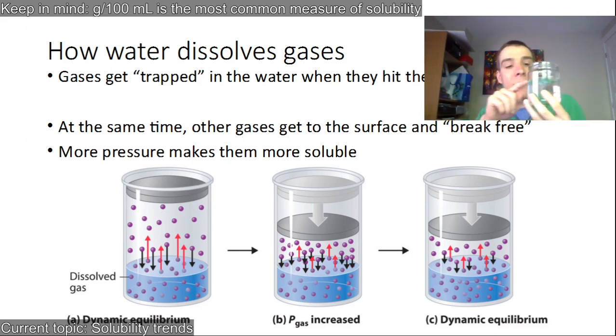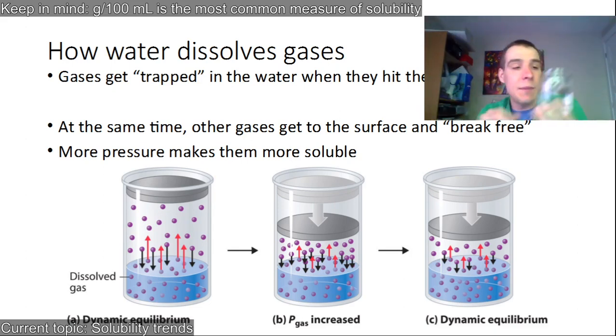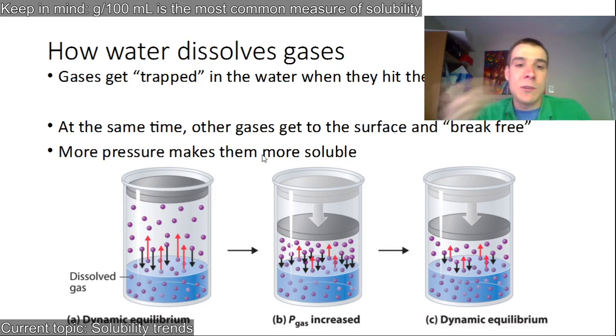But at the same time, there's molecules right at the surface that are trapped in that cage, but they can break free when the cage gets too close to the surface. They'll just break free and go back into gas form. So you have this thing set up back and forth, back and forth, back and forth. If you increase the pressure of a gas, it gets more soluble. So you push the partial pressure of the gas, it makes gases more soluble.